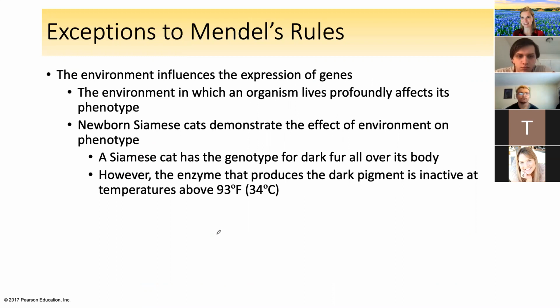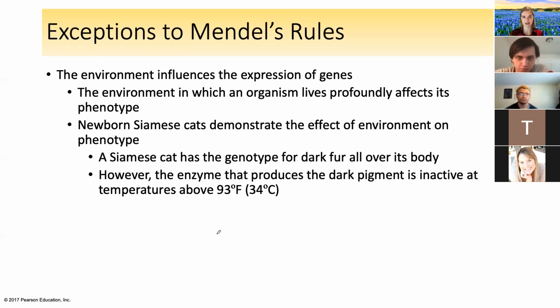So the environment can impact gene expression. So we talked about how you turn genes on and off in this unit or our prior unit. And so we can see that the environment can have a profound effect on phenotype. So I showed you the picture of the Siamese cats at the beginning of class. And that has to do as well with the environment. So the Siamese cat actually has a genotype to have dark fur all over its body. So it could be a black cat, right?